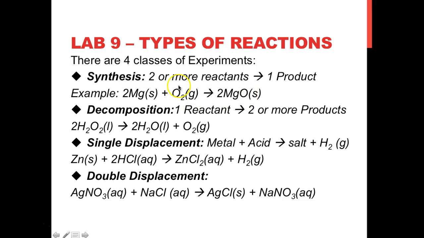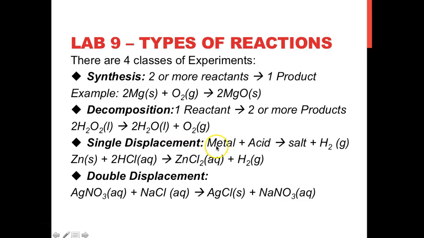right? An example would be magnesium, or any metal for that matter, combining with oxygen, forming magnesium oxide. So you have two reactants and a single product. Decomposition is the exact opposite of synthesis. Here you have one single reactant and it's breaking up to give you 2 or more products, like in the case of hydrogen peroxide, it's decomposing to form water and oxygen.